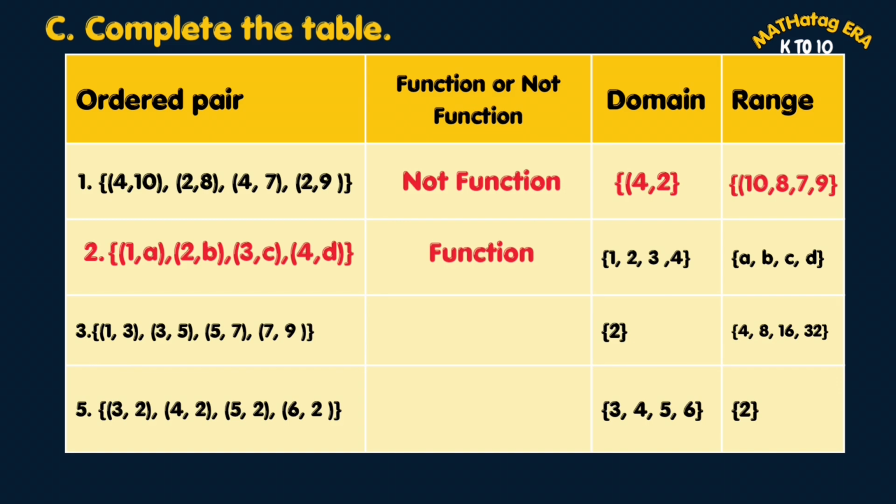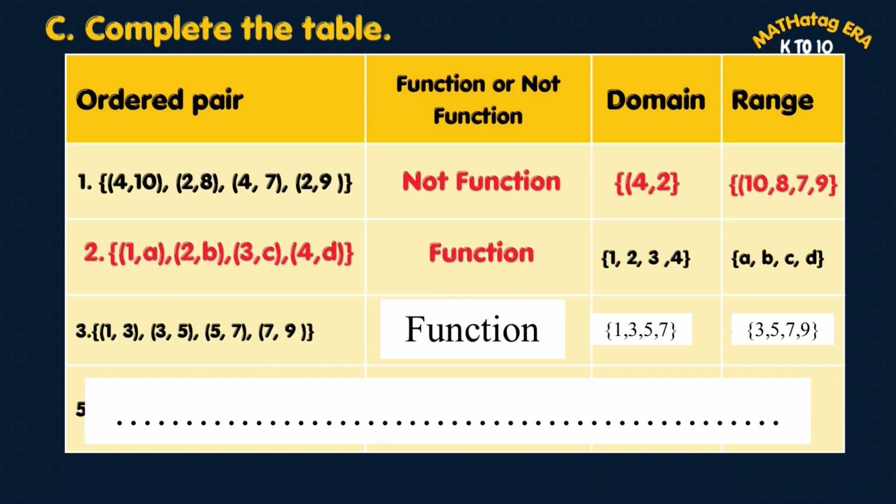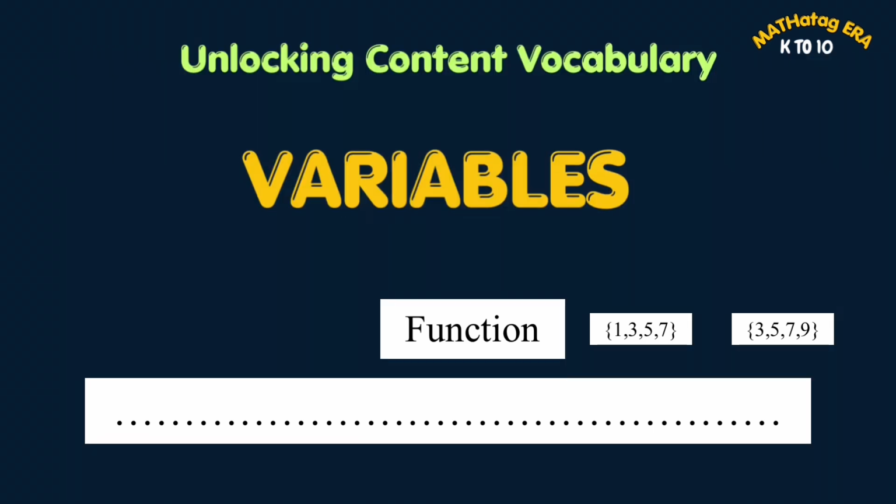Item number 3. Meron tayo ditong ordered pairs or relation na (1, 3), (3, 5), (5, 7), and (7, 9). Let's check. So, yung domain is 1, 3, 5, and 7. And the range is 3, 5, 7, and 9. So, yung each x value ba have only one value? Yes, therefore, this relation is a function.